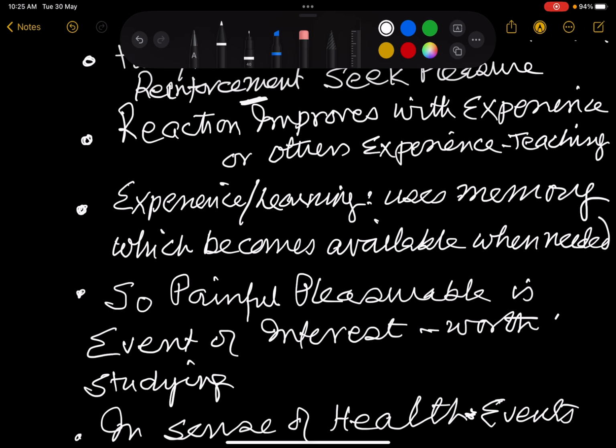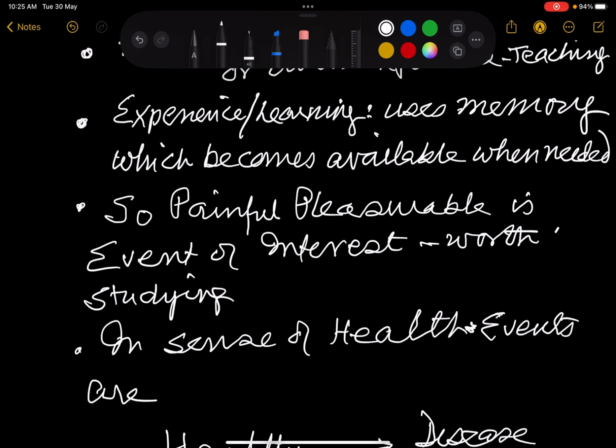So, in experiencing or learning, you use your memory, and that is stored in your memory, and it is used when it is needed. So anything that is painful or pleasurable is an event of interest, and that is worth studying and worth optimally responding to.